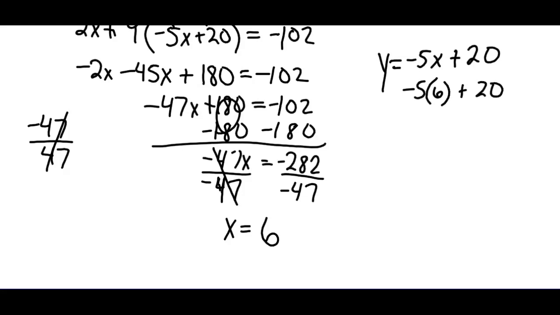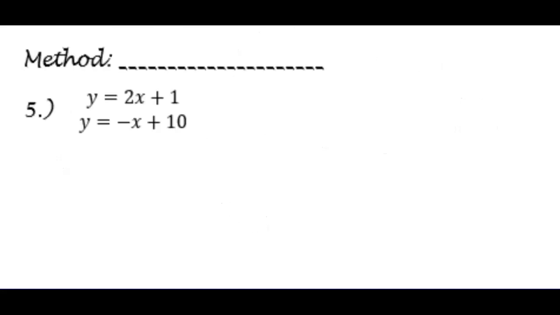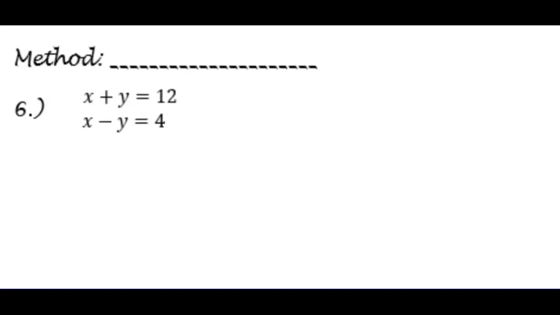If this would have been a negative 6, that would have been a positive 30, and you would have got 50 for your y. Is that what you had? Okay. So, yeah, be careful not to lose that negative. Any questions? Okay. Number 5, you should have done by graphing. And you should have got 3, 7. Number 6, questions on that? Number 6, you should have done by elimination.